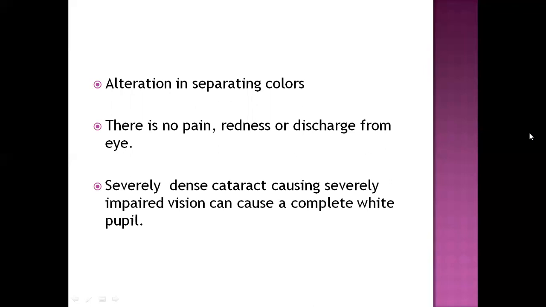There is no pain, redness, or discharge from the eye, as there are no noticeable signs and symptoms. If we remember the diagram in the beginning, there was also no redness and no discharge from the eye. There was discoloration and the lens was opaque. Severely dense cataract causing severely impaired vision can cause a complete white pupil. This is about a severe phase of the cataract. If it is treated in the beginning phase, it is okay. If not treated, then severely dense cataract can cause a complete white pupil.